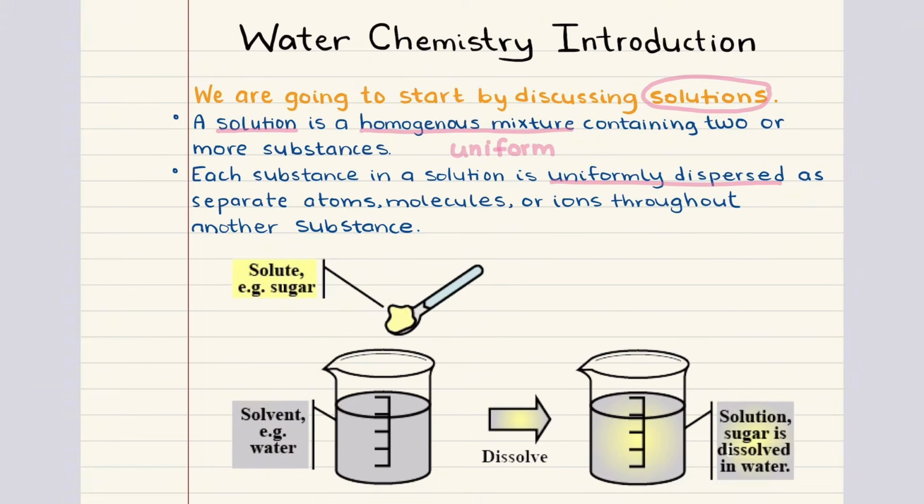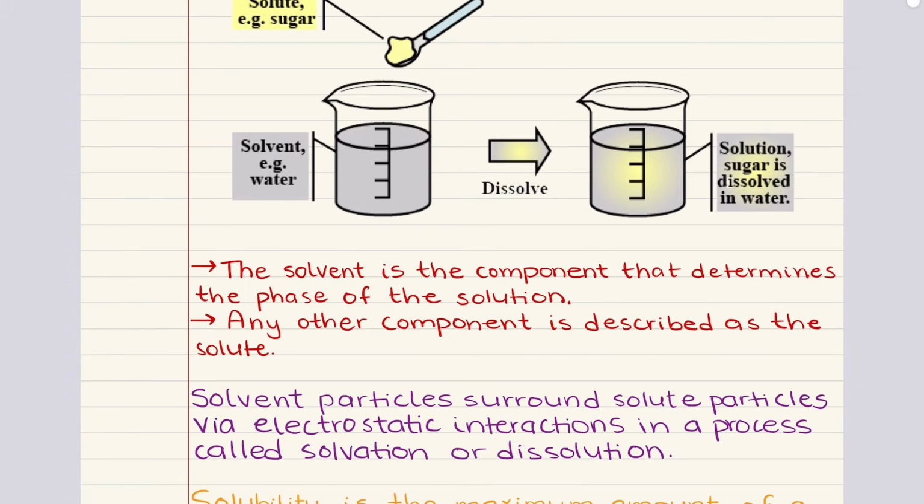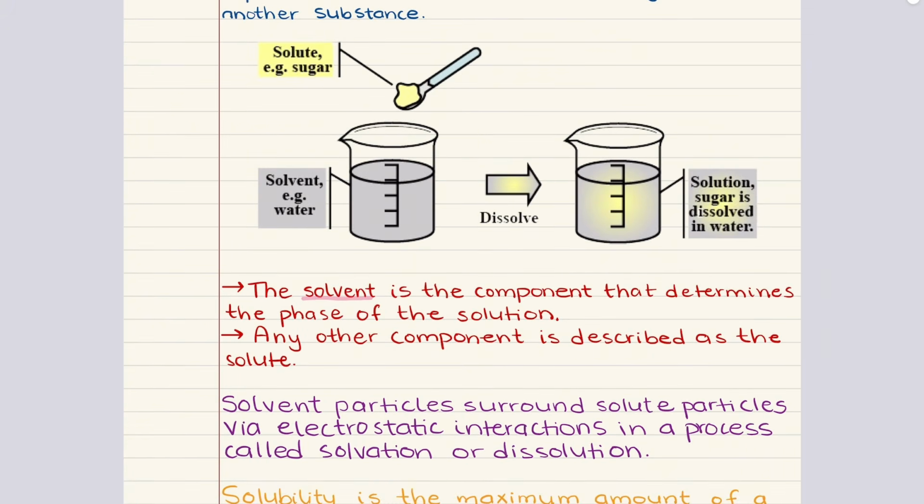Within that solution, we define two distinct roles, the solvent and the solute. The solvent is the substance that determines the phase of the solution. It's usually the component that's present in the greatest quantity. If water is the solvent, we call the solution aqueous. If the solvent is a gas, then the overall solution is considered gaseous.